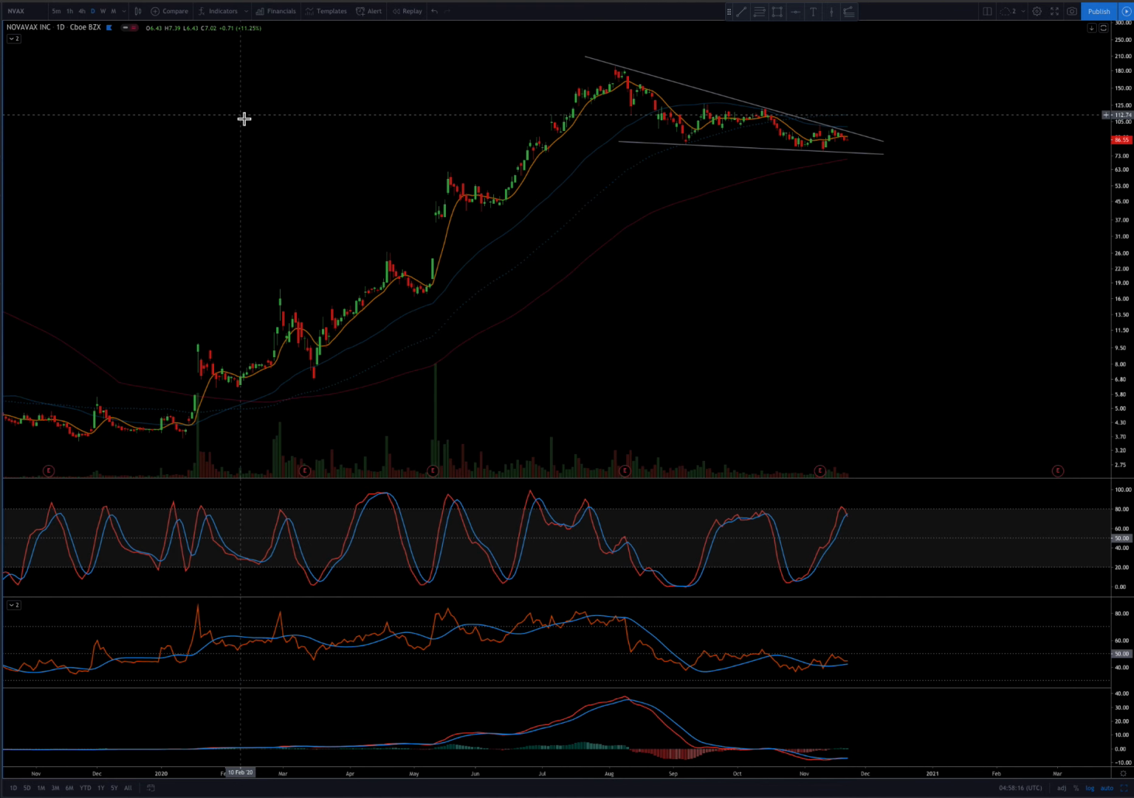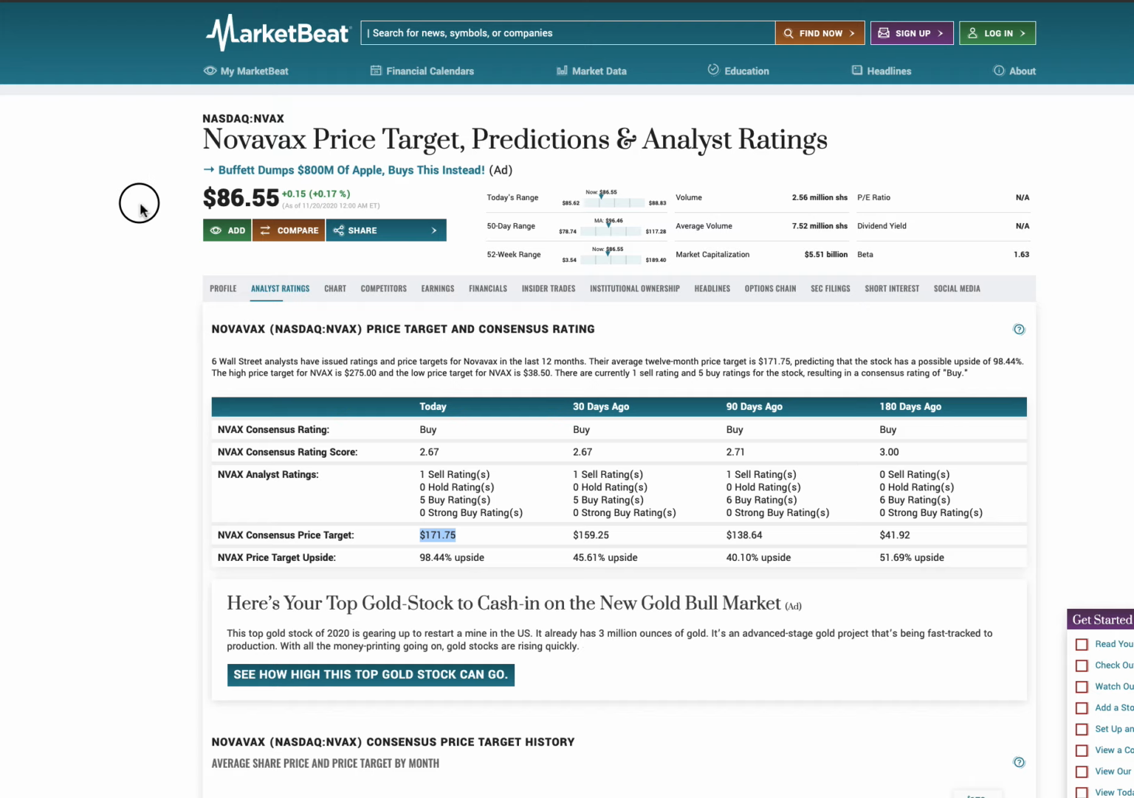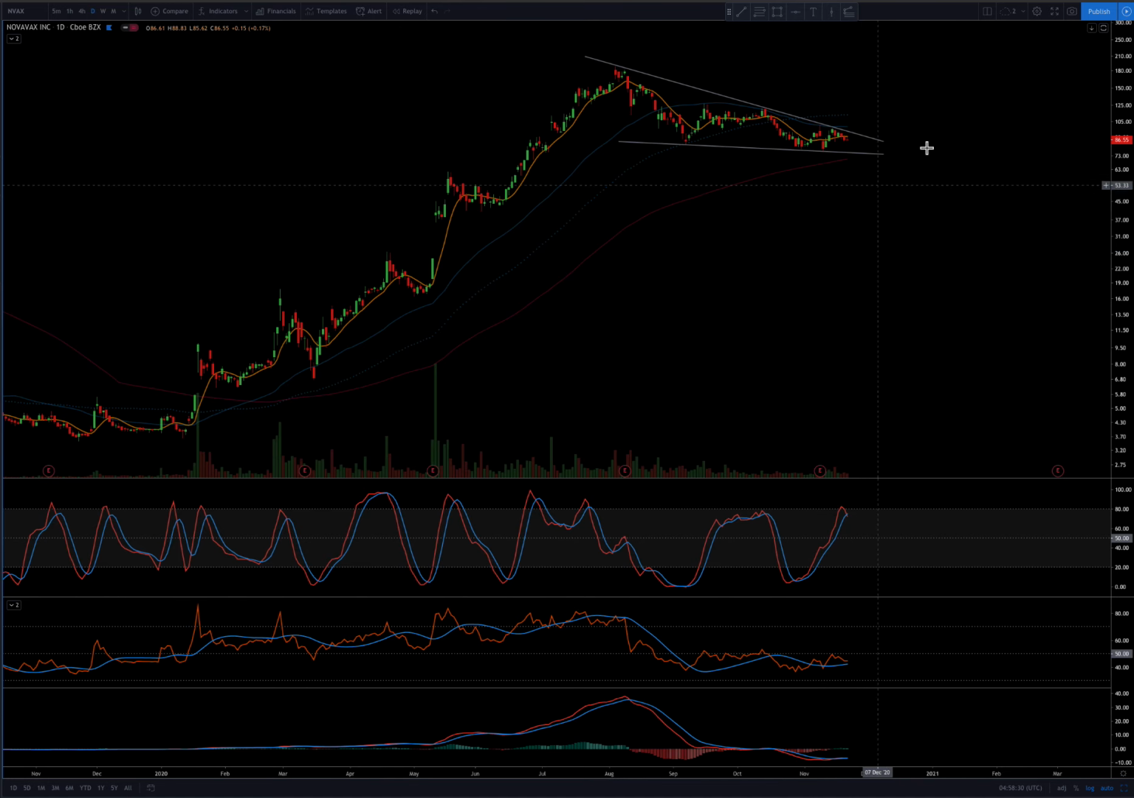In terms of where price can go once it bottoms, I like to look at what other people are saying. We have 6 Wall Street analysts that have issued a consensus price target of 171. Back to the chart, 171 would be slightly below the all-time high there at 189. So that's NVAX. We're looking for a little lower for a potential bottom.